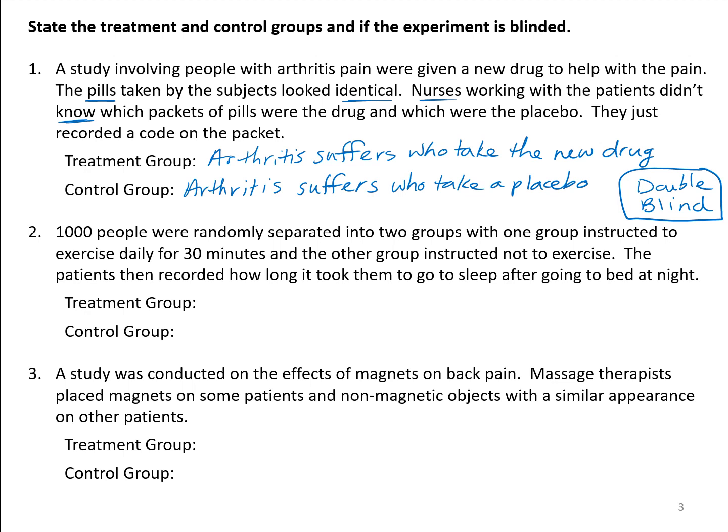Second example. 1,000 people were randomly separated into two groups, with one group instructed to exercise daily for 30 minutes and the other group instructed not to exercise. The patients then recorded how long it took them to go to sleep after going to bed at night. So the treatment group would be the people who were told to exercise for 30 minutes a day. And then the control group would be those people who were told not to exercise.